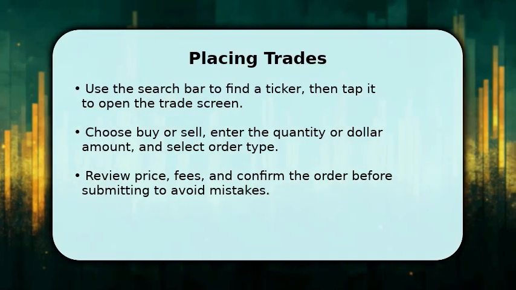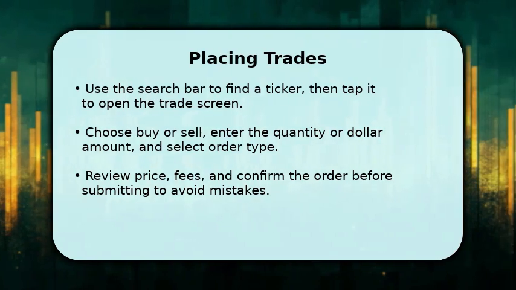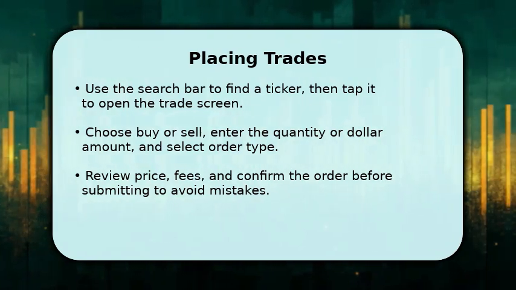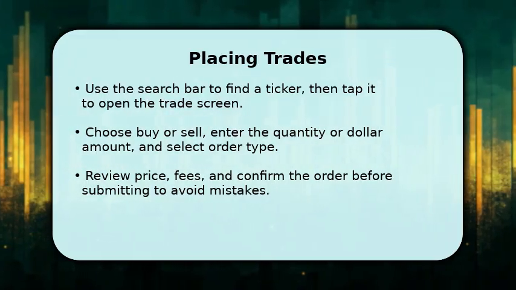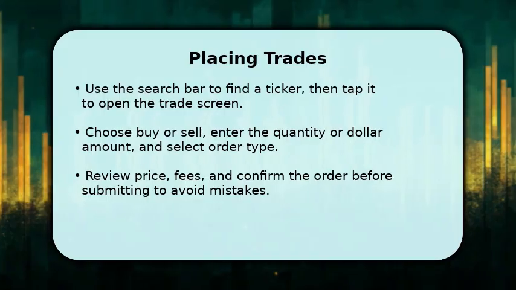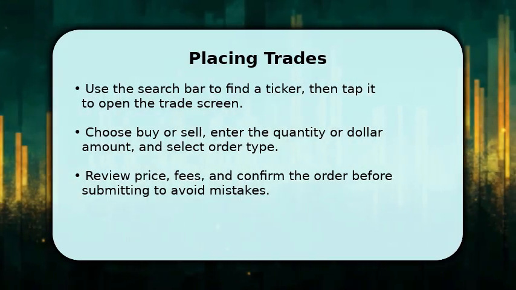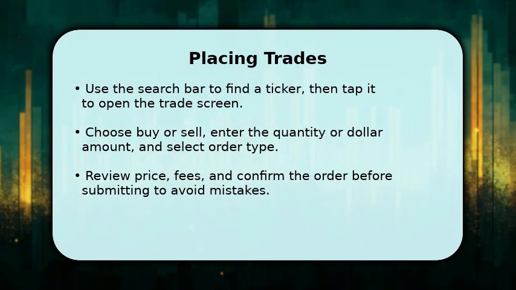Choose a ticker and open the trade ticket, then select buy or sell and pick an order type like market or limit. Enter the number of shares or dollar amount and double-check the estimated cost and any fees. Use time in force options to control how long the order remains active.